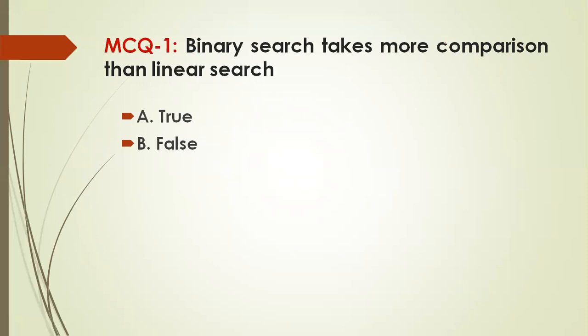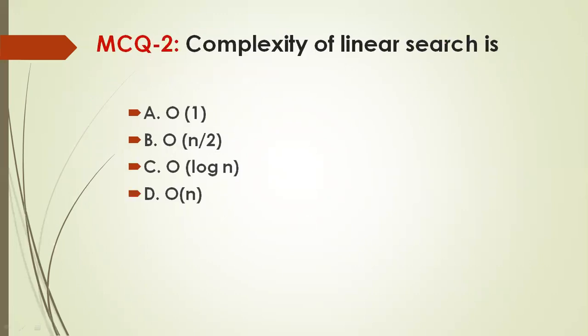Binary search takes more comparisons than linear search. No, linear search takes more comparisons. The correct answer is false. Complexity of linear search is order of 1, order of n by 2, order of log n, order of n. So the correct answer is that linear search is order of n.